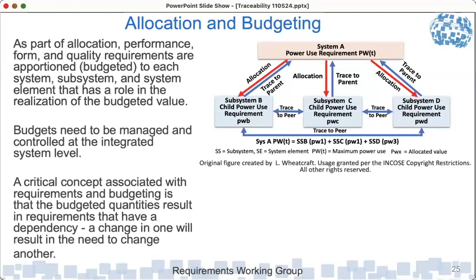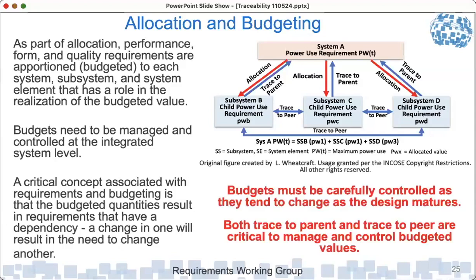The critical concept associated with requirements and budgeting is that the budgeted quantities result in the dependencies. So budgets must be carefully controlled as they tend to change as the design matures. In the early stages, they can be very dynamic, and so we need a way to manage these. One subsystem may need more power than was allocated, another less, and so we need to manage that. And that's a key part of integration, to manage those budgets. So both the trace to the parent and trace to the peers that have the dependency is critical to being able to manage and control those budgeted values.